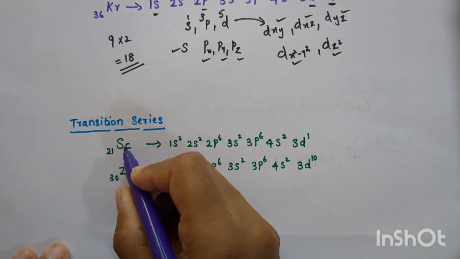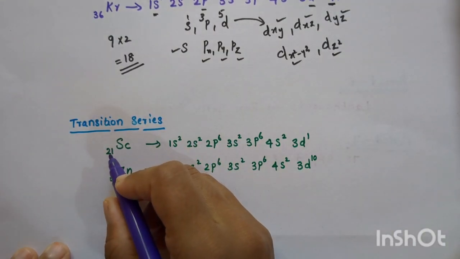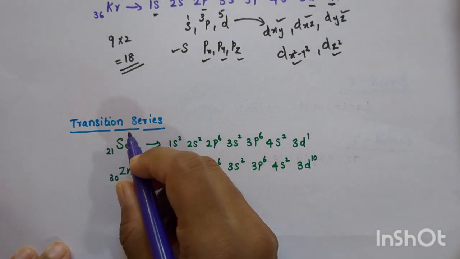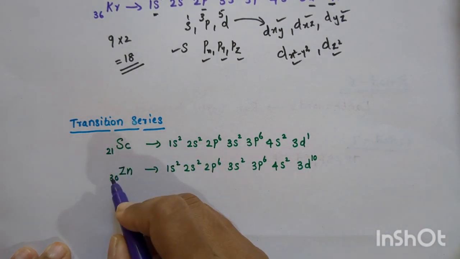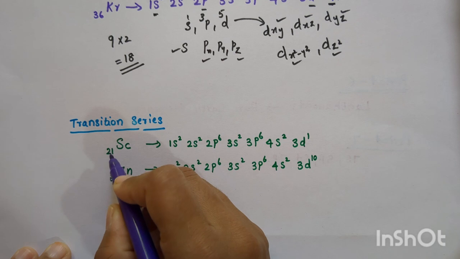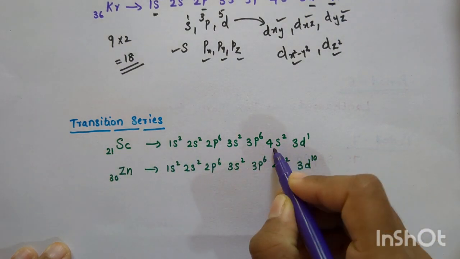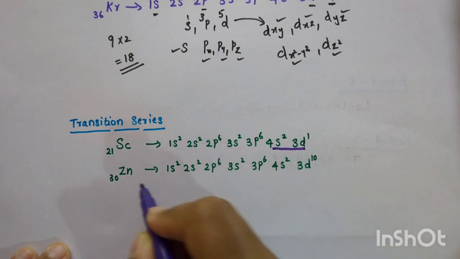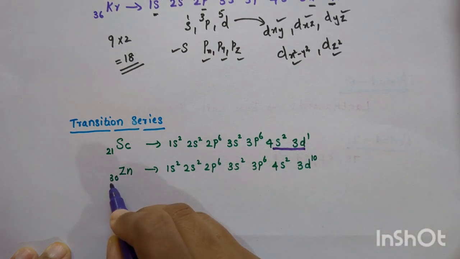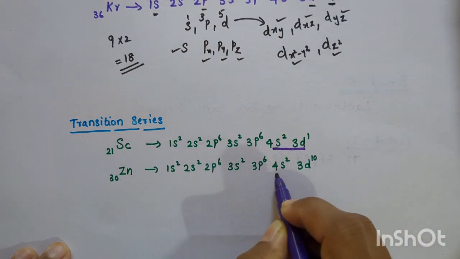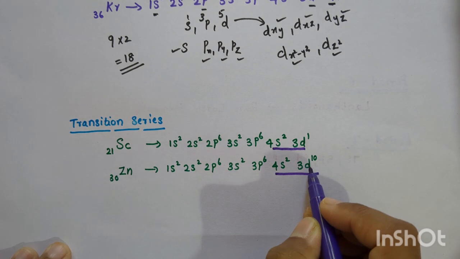See, for scandium, its atomic number is 21. The transition series starts from scandium. So its electronic configuration would be like this: 4s2 3d1, outermost one. Then for zinc, it is atomic number 30. So its electronic configuration would be like this.